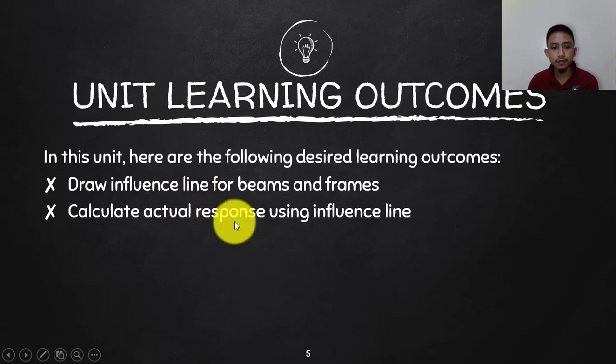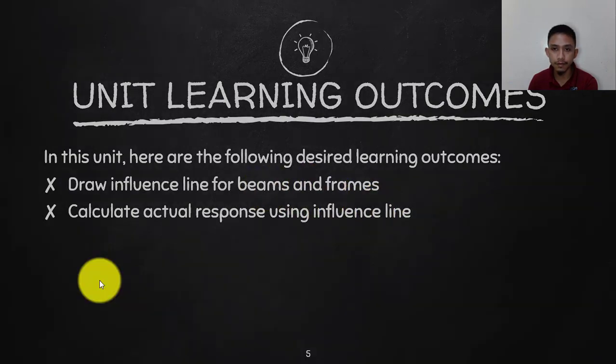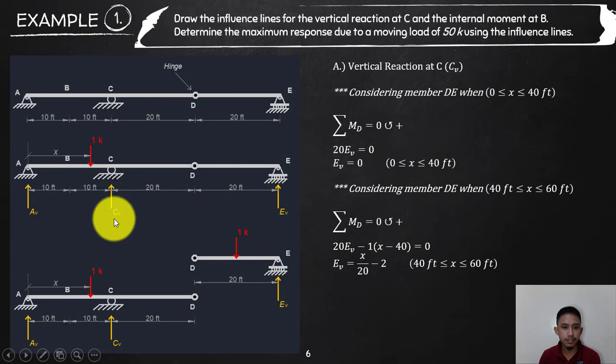So in this unit 1, beams and frames, we are going to draw influence lines of beams and frames, and then of course calculate the actual response using the influence line that we will be drawing. So let's have an example to discuss this application of influence line in beams and frames. For this example, it says draw the influence lines for the vertical reaction at C, which is one response that we are going to analyze, and then the internal moment at B.